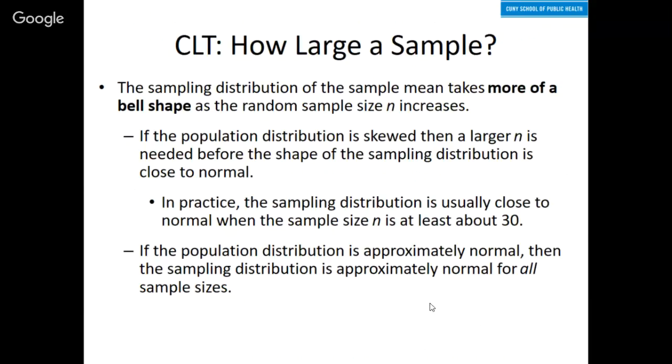So, how large a sample? I said here that in practice, that distribution is usually close to normal when n is at least about 30, but it depends on how normal the population distribution is, and on how far out in the tails of the sampling distribution you go. For calculating p-values of 0.0001, which we'll get into later, any deviation from normality matters more than for a p-value of 0.05, for example.